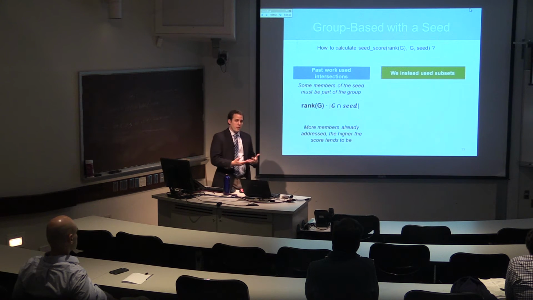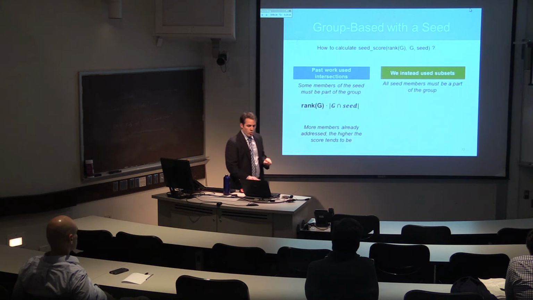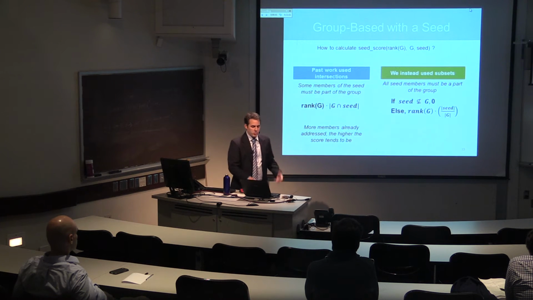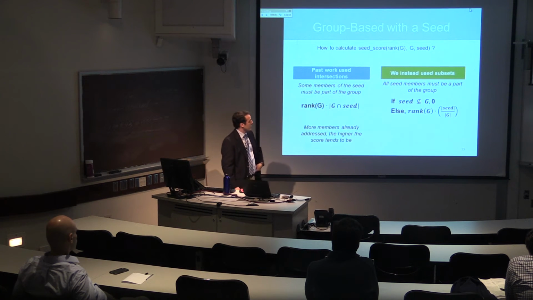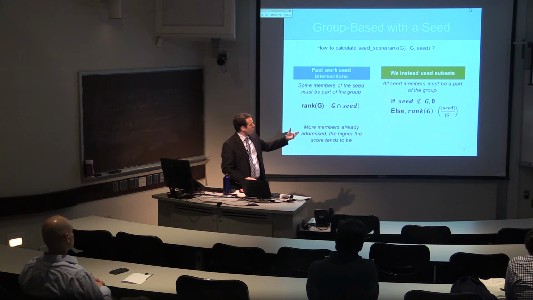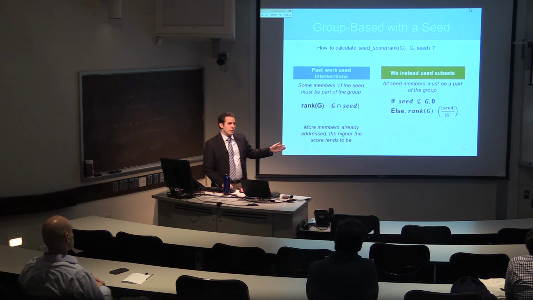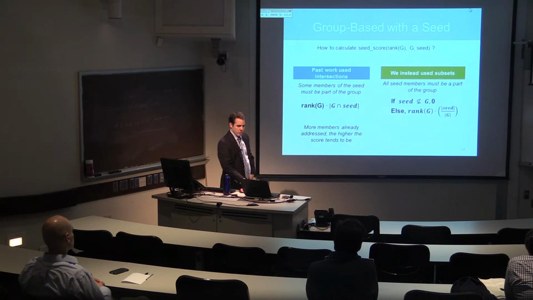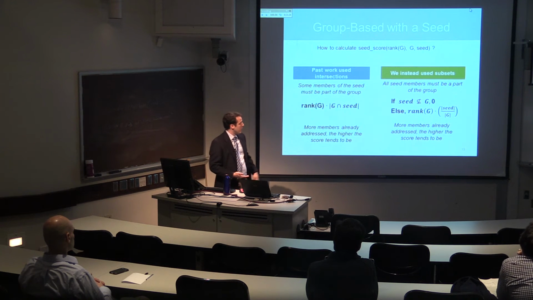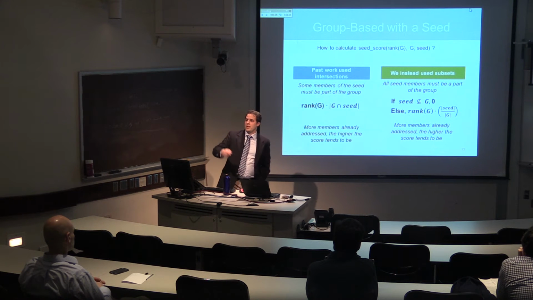So we modified this to instead use subsets, where all seed members must be part of the group, therefore requiring a stronger link between the seed and the group. And so we came up with our own formula, which was matching somewhat, where if a seed is not a subset of the group, the score is 0. Otherwise, we multiply the rank of the group by the size of the seed divided by the size of the group, or the percentage of the group that is made up of that seed. So therefore, the more members that are already addressed from that group, the higher the score tends to be, which matches past work. Yes?